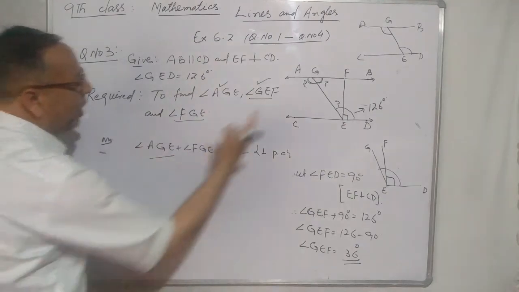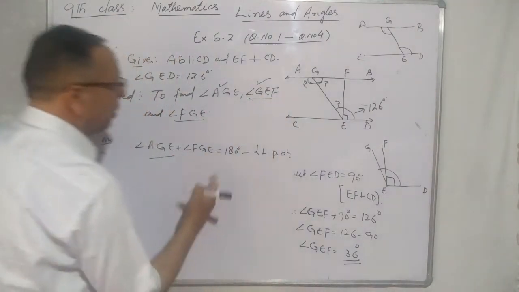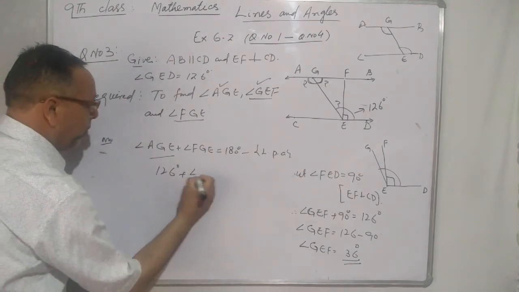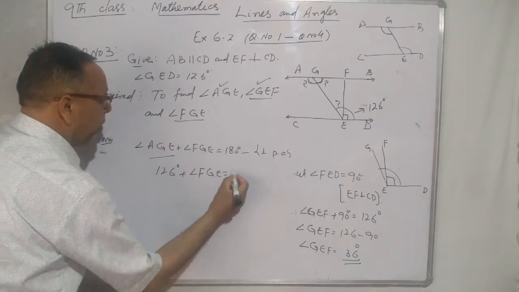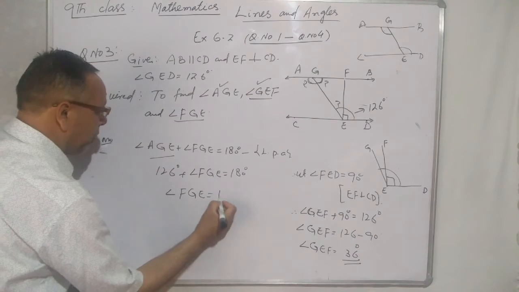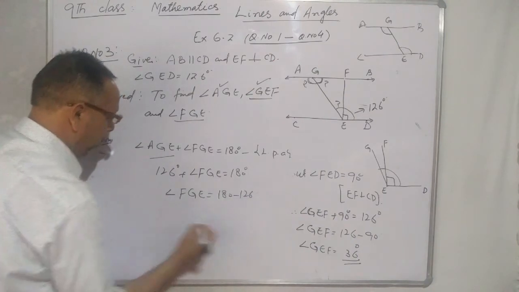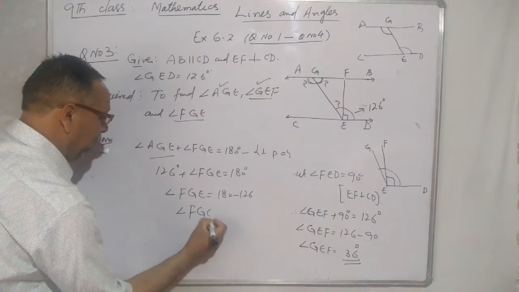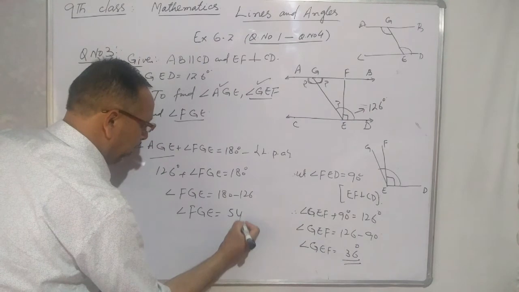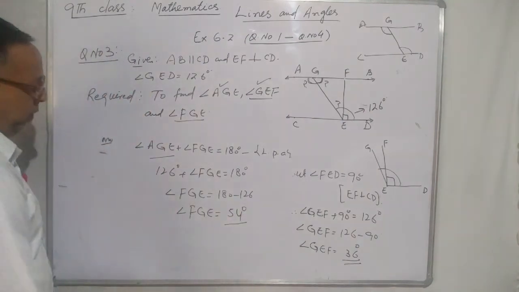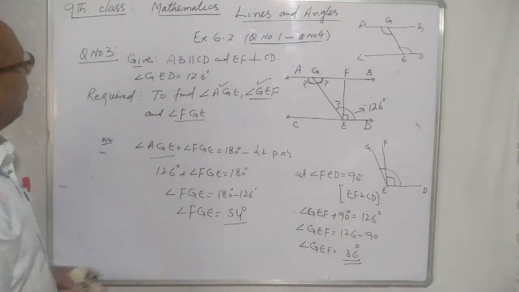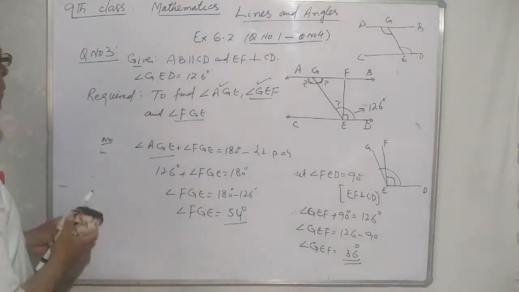Angle AGE we have already found out, that is 126 degrees, plus angle FGE is equal to 180 degrees. That means angle FGE is equal to 180 minus 126, or we can say that angle FGE is equal to 54 degrees. Note it down. Let's move to question number 4.